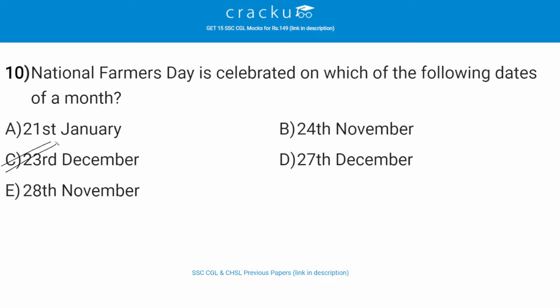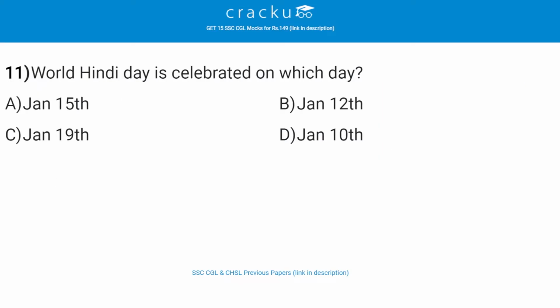So Kisan Divas or National Farmer Day is celebrated across the nation on 23rd December to commemorate the birth anniversary of the 5th Prime Minister of India, that is Chaudhry Charan Singh. World Hindi Day is celebrated on which day? The correct answer is D, Jan 10th. So World Hindi Day is celebrated on January 10th every year to promote the language across the world. And Hindi also happened to be one of the most spoken languages apart from India. Hindi is spoken in Trinidad, Nepal, Guyana, Mauritius, among other countries.